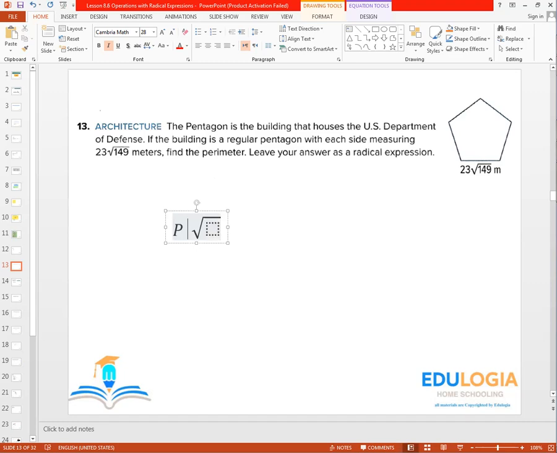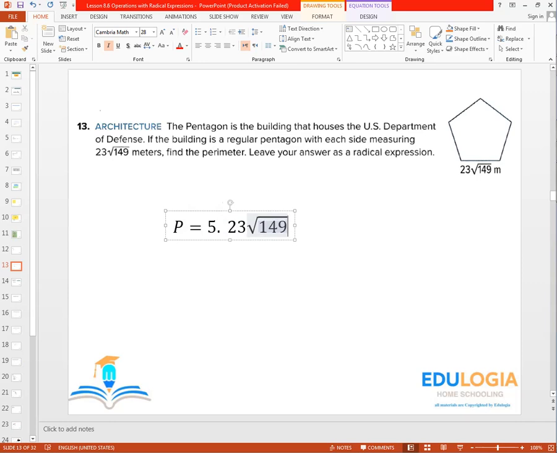He asked for the perimeter. The perimeter of any shape is the sum of its sides. How many sides do we have here? Five, it's a pentagon. Multiply what? The side length, 23 root 149.